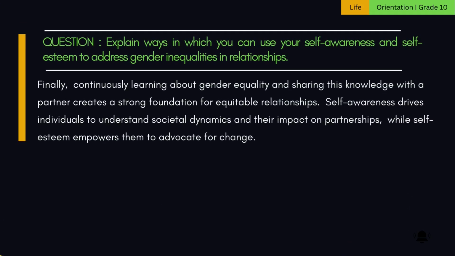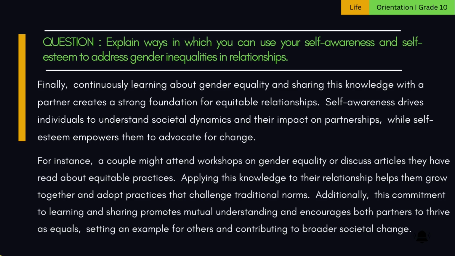Finally, continuously learning about gender equality and sharing this knowledge with a partner creates a strong foundation for equitable relationships. Self-awareness drives individuals to understand societal dynamics and their impact on partnerships, while self-esteem empowers them to advocate for change. For instance, a couple might attend workshops on gender equality or discuss articles they have read about equitable practices. Applying this knowledge to their relationship helps them grow together and adopt practices that challenge traditional norms.